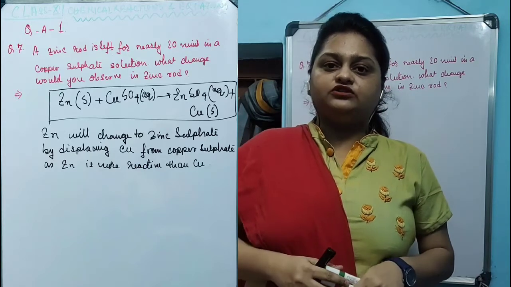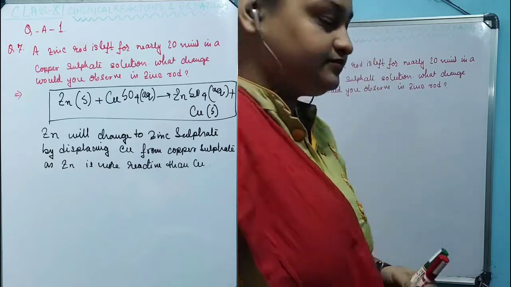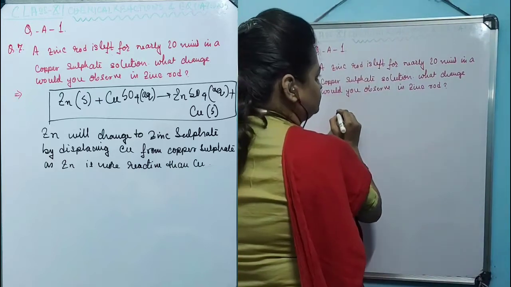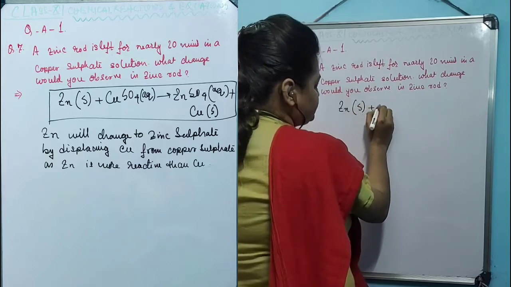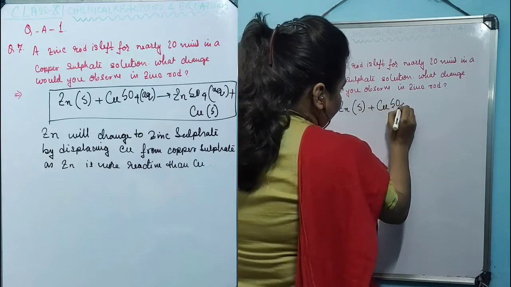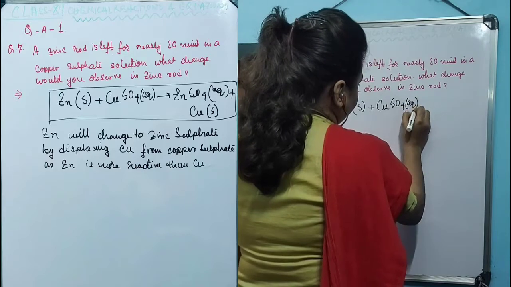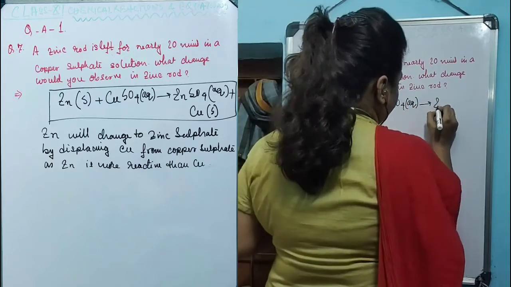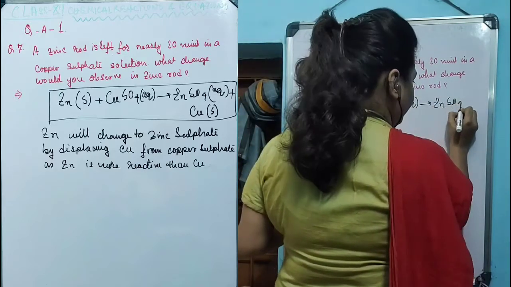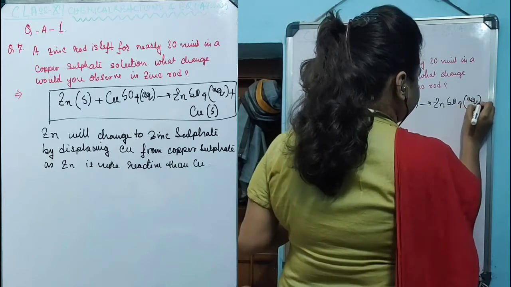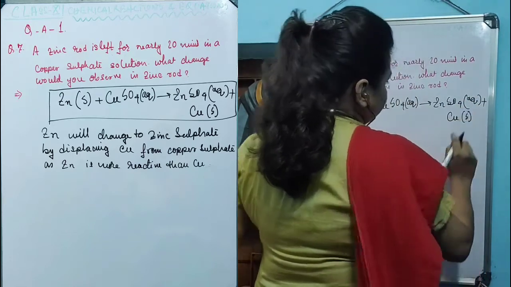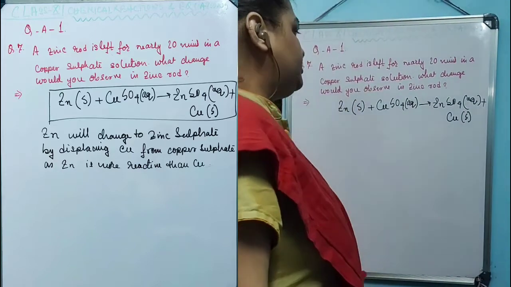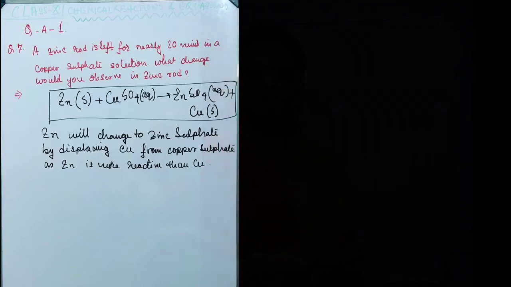And the reaction for that follows as zinc, which is solid in nature, plus copper sulfate, aqueous solution, a displacement reaction happens, producing zinc sulfate, which is aqueous, and copper in solid form.